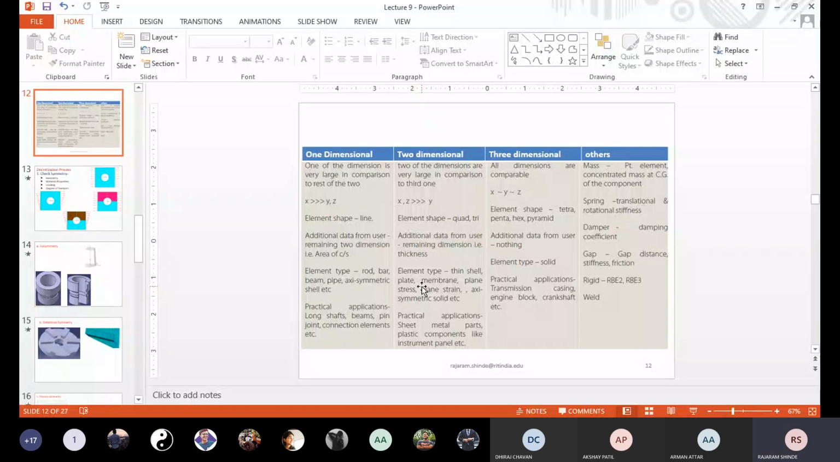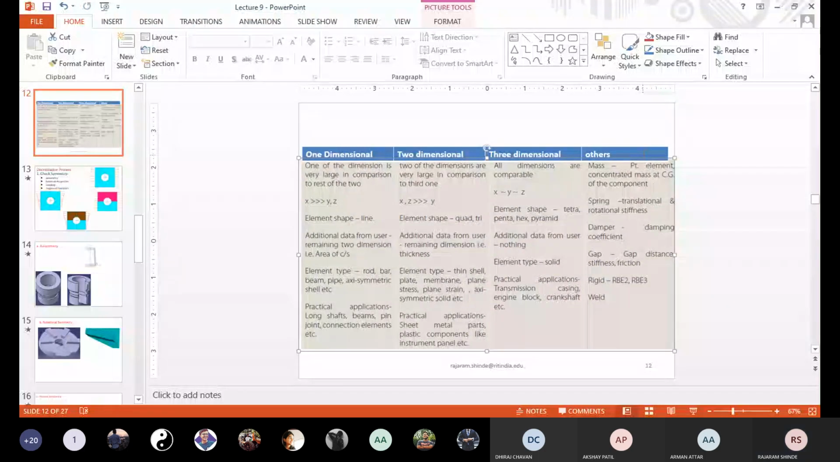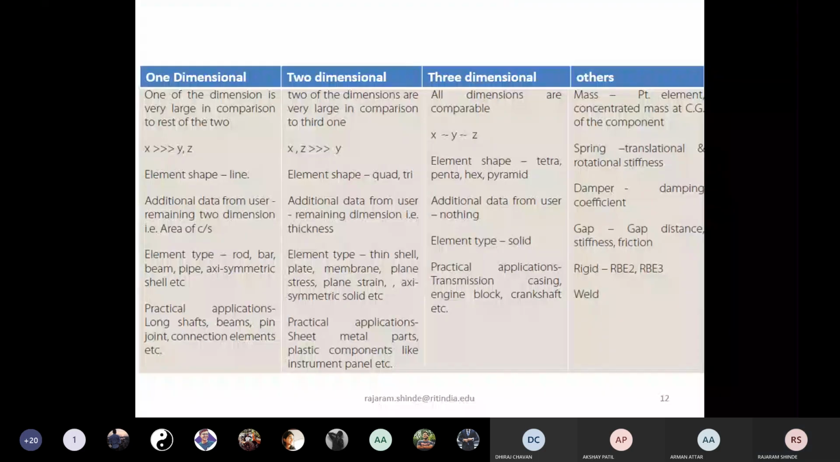If you make a mistake while reading the geometry and in selection of the elements, then it may result in errors, or it may result in more computational time. Okay, now if you have doubt in this case, you can ask me.